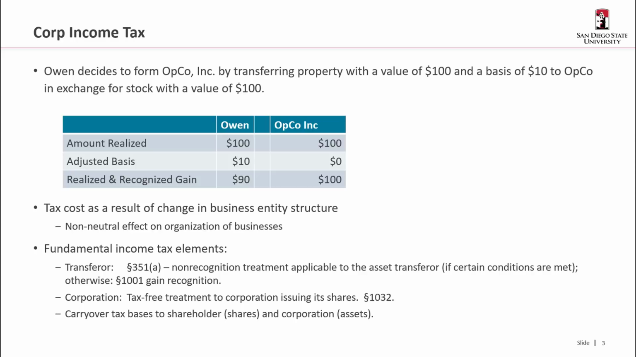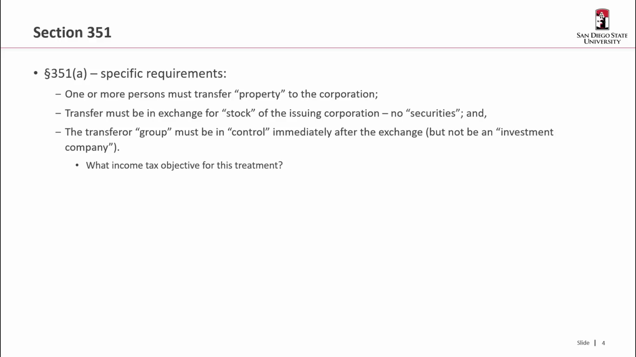And do not worry, we're going to go through this in detail. So 351(a), what are the specific requirements? One or more persons must transfer property to the corporation. The transfer must be in exchange for stock of the issuing corporation, not securities. And the transfer group must be in control immediately after the exchange. And it's not permitted to be an investment company, which, no kidding.